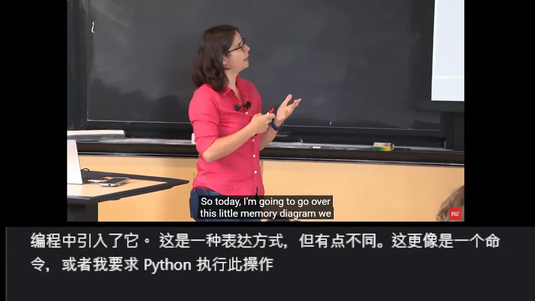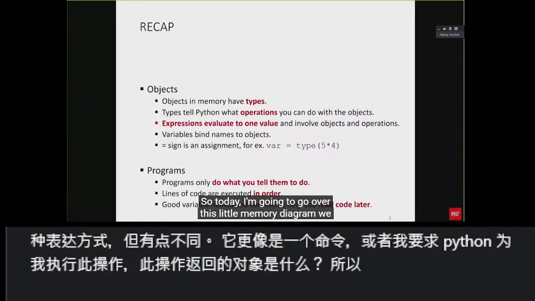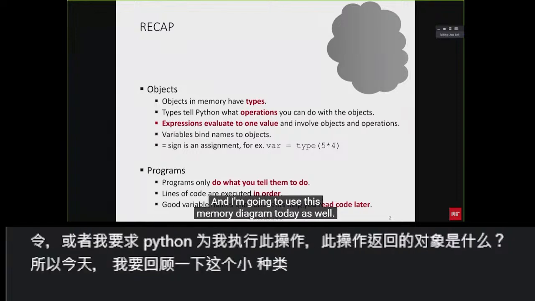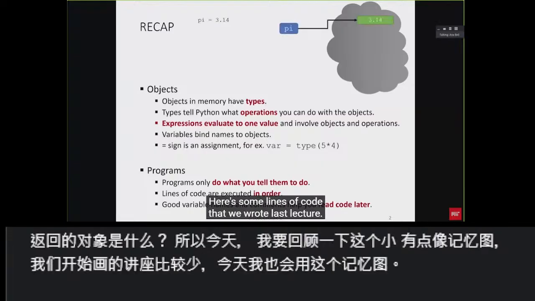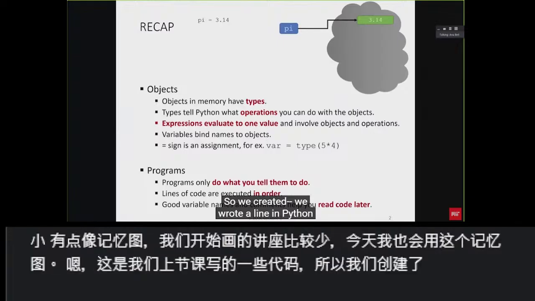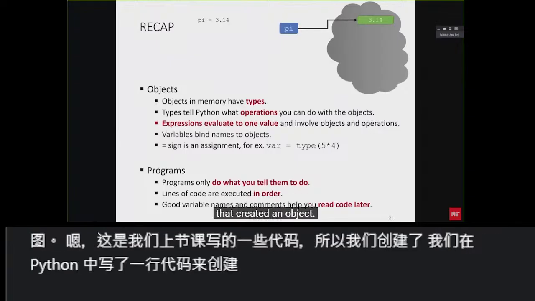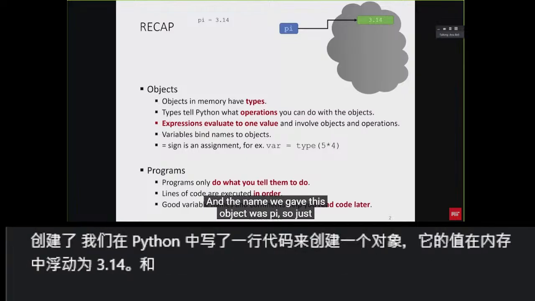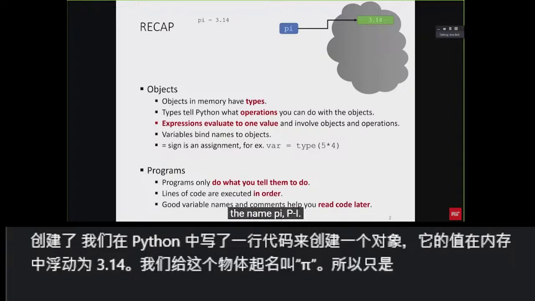So today, I'm going to go over this little memory diagram we started drawing last lecture, and I'm going to use this memory diagram today as well. Here's some lines of code that we wrote last lecture. We wrote a line in Python that created an object. Its value is 3.14, a float, in memory. And the name we gave this object was pi.